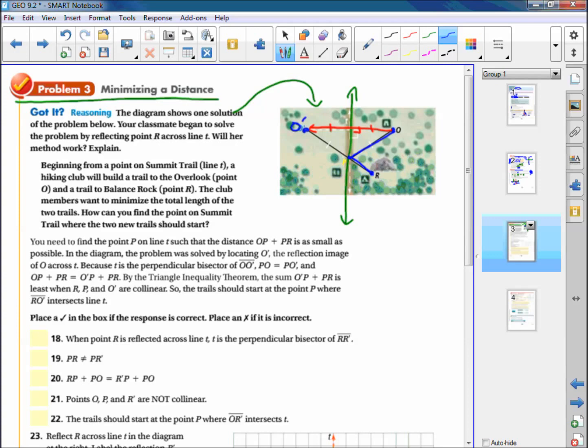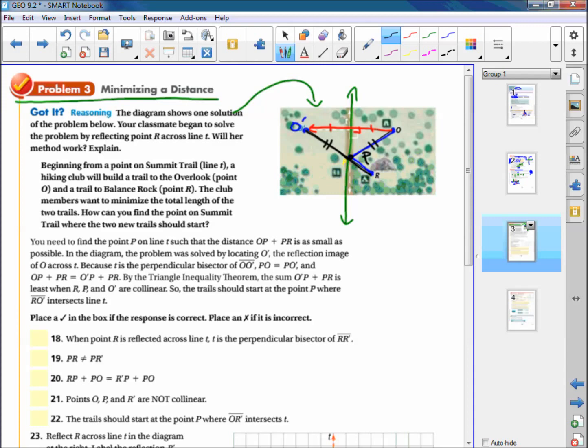Okay, and then they said, okay, well, O prime is the same distance away from the trail as O is. So we can just think of it this way. We have 2 points, O prime and R, and the fastest way to get through them is a straight line. And the place where that line crosses right here at P will be the best place to build our trail, because it's the same distance here as it is here. So the fastest way to get from R to O is the same as the distance from R to O prime, which is a straight line. And that's how they found P.